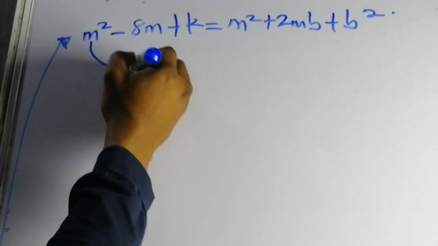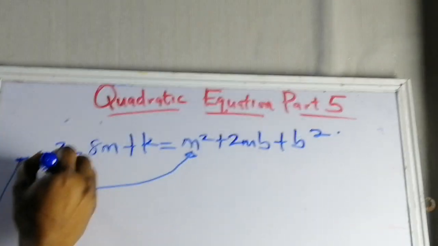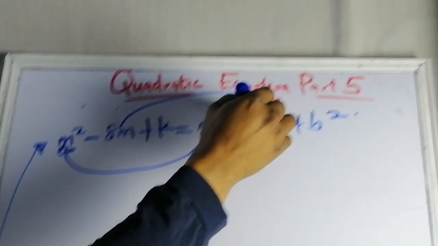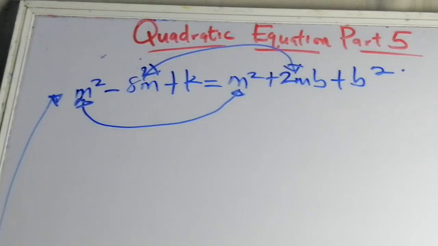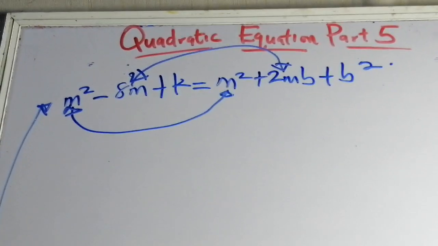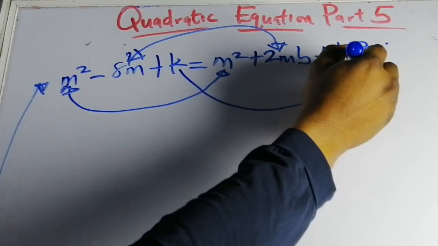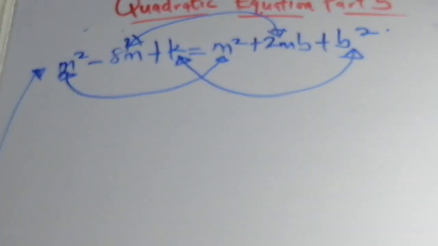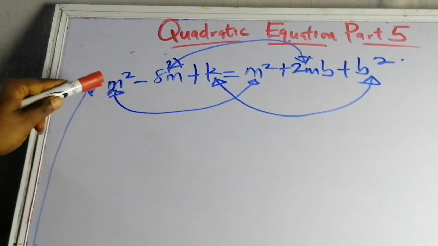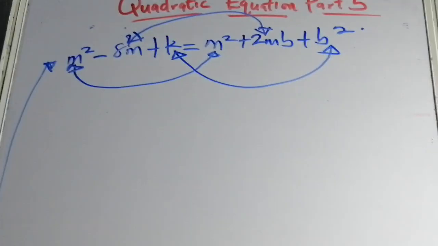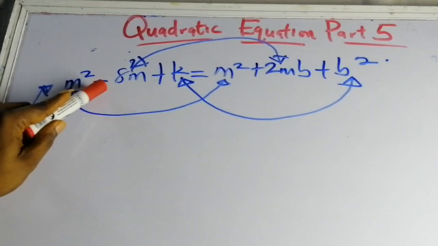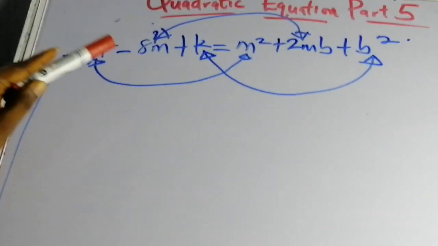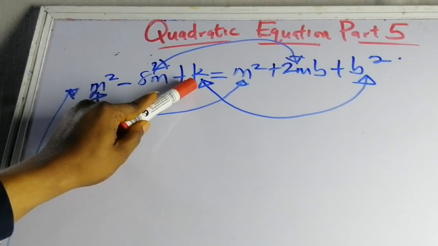Now, if you look at it, I can compare this one with this one. I can also compare this one with this one because this one has m squared, this one has m squared. That is what they mean by completing the square method. Now, this one has no coefficient at all. I can compare it. Do you see it now? So, I can compare m squared and m squared. I can compare minus 8m to 2mb because it has only m. But this one has no m at all, has no coefficient.